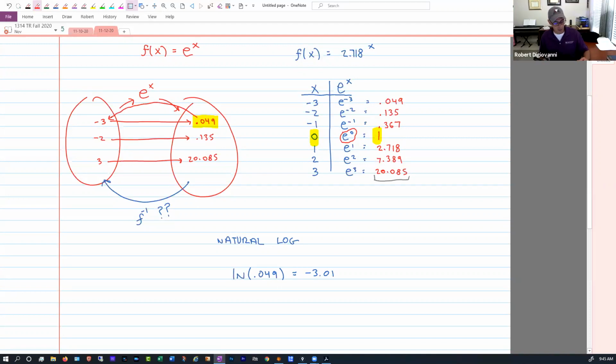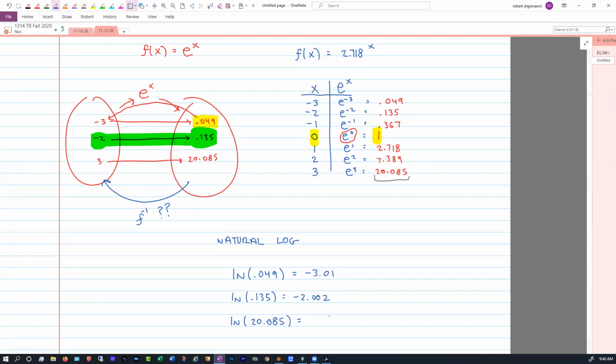Let's do that for the next one. Let's see where 0.135 goes. Take that, plug that in, 0.135, and I get about -2.002, something like that. So it looks like it did what it was supposed to. It took this 0.135 and took it back to -2. Let's just do one more. The natural log of 20.085. If we do that, does anyone have any questions while we're going through this?